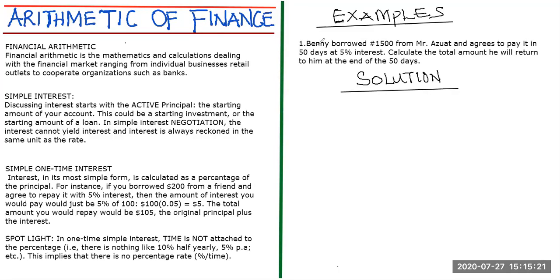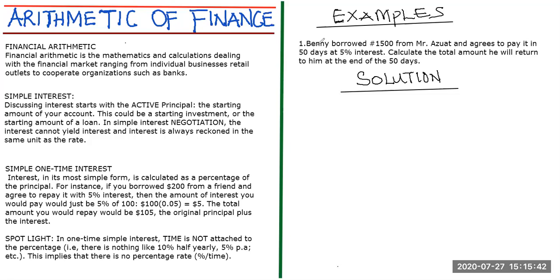Today we are beginning a new series, which is Arithmetic of Finance. Under Arithmetic of Finance, which is basically the calculations dealing with the financial market, across retail businesses, even onto the federal government of a particular nation.